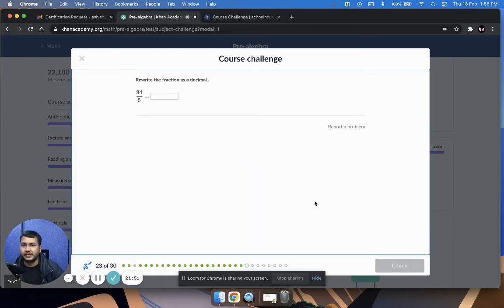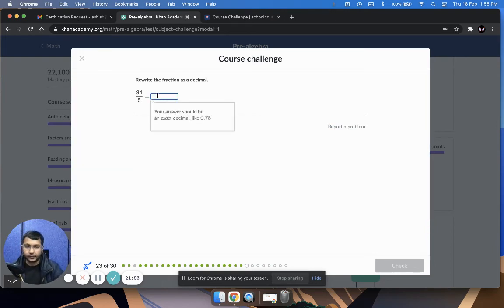Rewrite the fraction as a decimal. So it's a division problem, 94 by 5. The way I like to do it is I basically simplify this as 90 plus 4, and you divide both of them by 5. 90 divided by 5, you get 5 times how much? Let's do it. You get 18, plus 4/5, and 4/5 is 0.8. So you get 18.8.